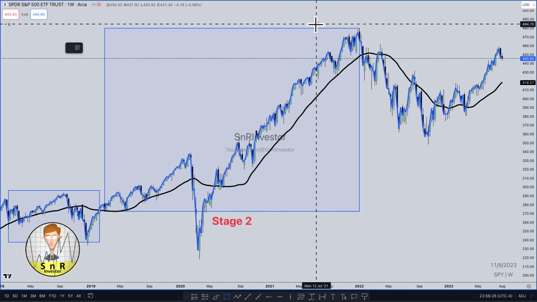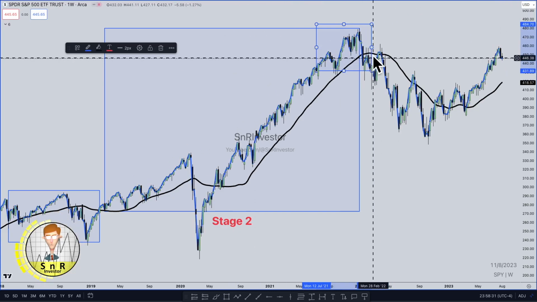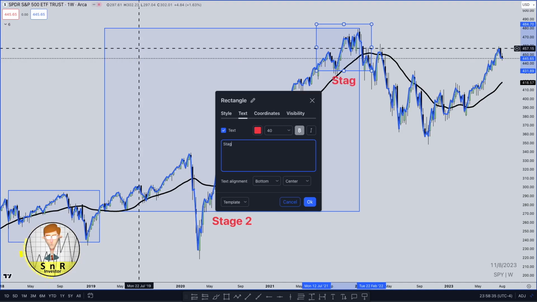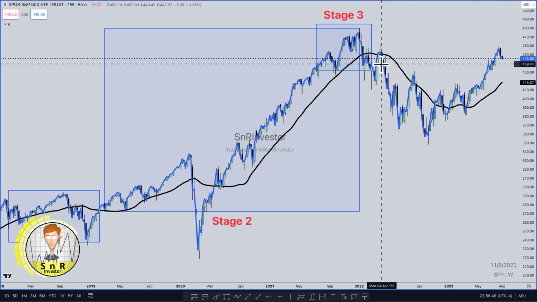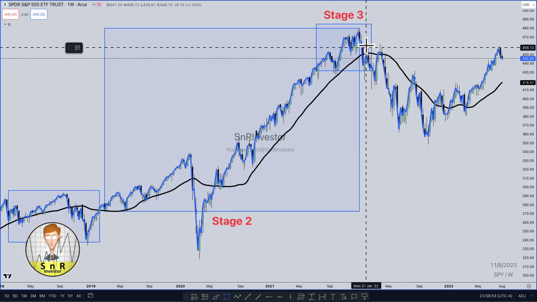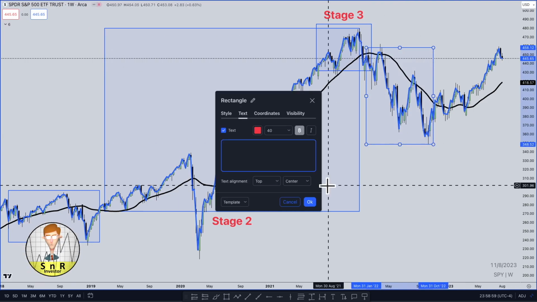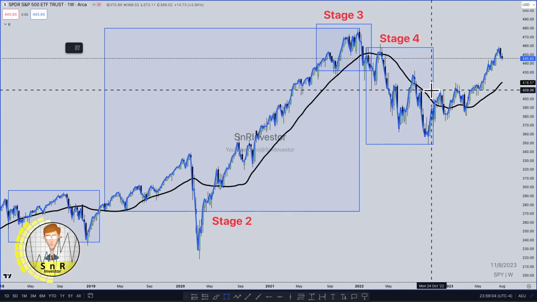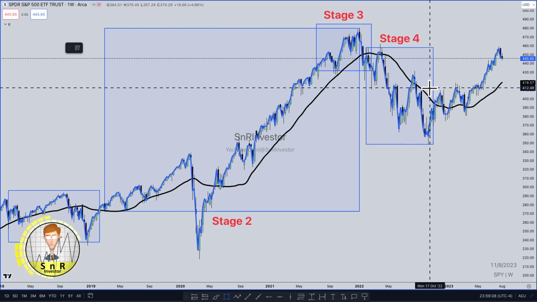And we have a very quick stage 3 as it cuts across the 30-week moving average. Stage 3. Then as price pulls back and bounces off the 30-week moving average, that begins stage 4 as the downtrend continues all the way to here. And then we are back to stage 1 as price cuts across the 30-week moving average.